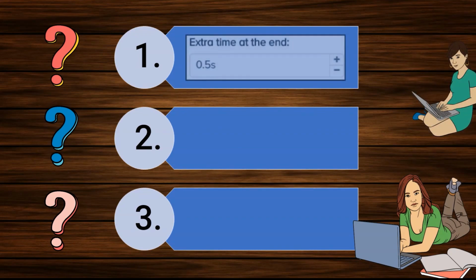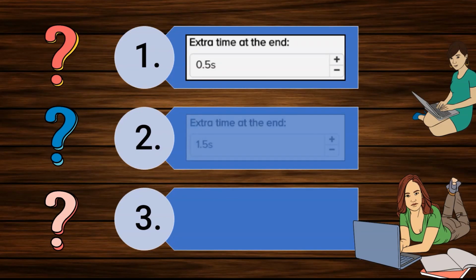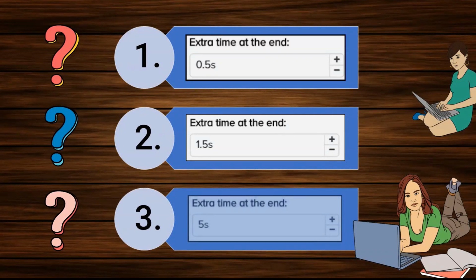The first video was set to the default Doodly additional time requirement of 1/2 second. The second video was set to 1.5 seconds end of scene time, and the third video was set to a whopping 5 seconds of time.